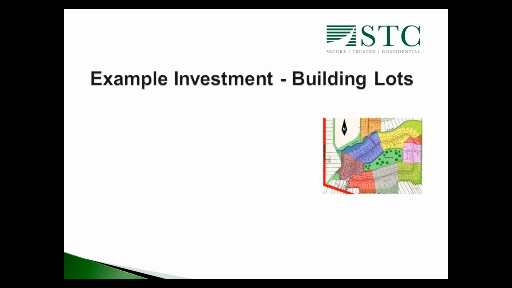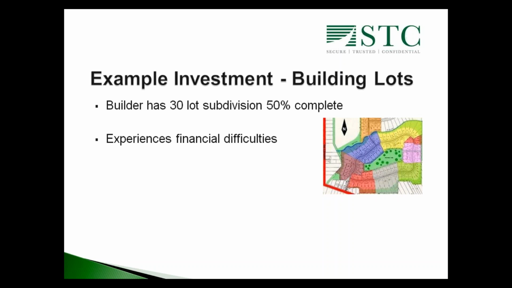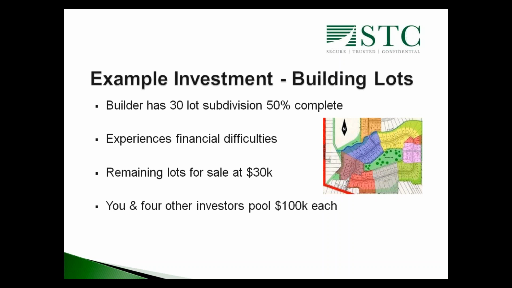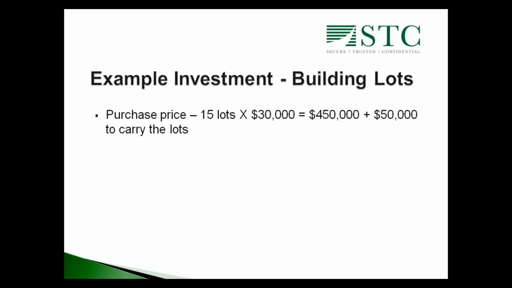Now this is an example of investing in building lots. In this example, a builder has a 30-lot subdivision and it is 50% complete. He has experienced financial difficulties, and the remaining lots are for sale at $30,000 each. You and 4 other investors decide that you are each going to pool $100,000, so that'd be $500,000, and you're going to purchase those remaining lots. Your plan is to hold them for 3 years, and you believe over that time period they are going to increase in value, and your plan is to sell them for $60,000 at the end of that 3-year period.